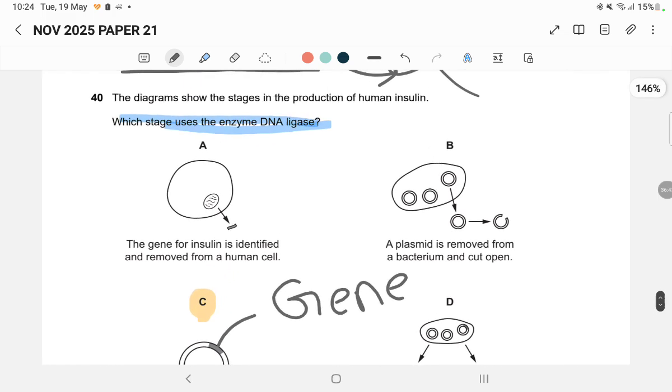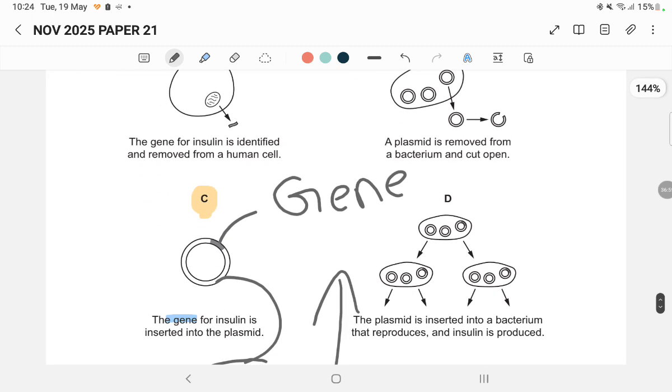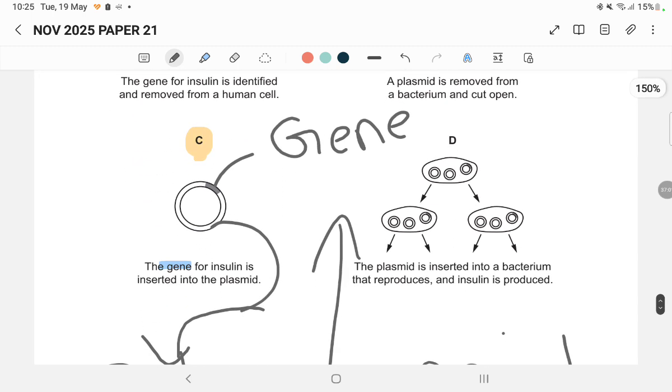But let us also check why the others are incorrect. As you can see in letter A, it is telling you that the gene is going to be extracted, and that will be done by a restriction enzyme. In letter B, a plasmid is removed from a bacterium and cut open. This is also not DNA ligase. This is not a restriction enzyme either; this is another enzyme. In D, the plasmid is inserted into a bacterium and reproduced. This is amplification. So of course D will be incorrect, and the only answer here will be letter C.